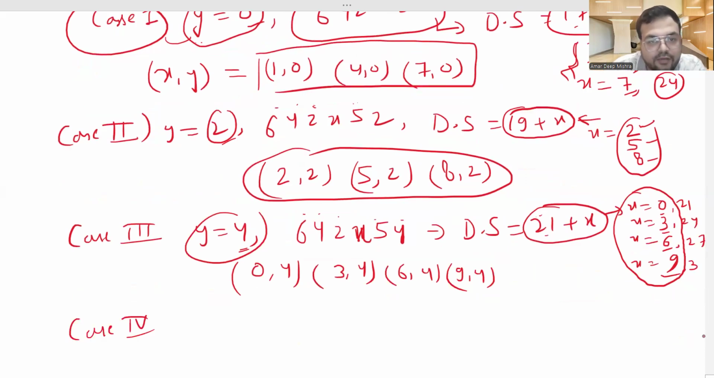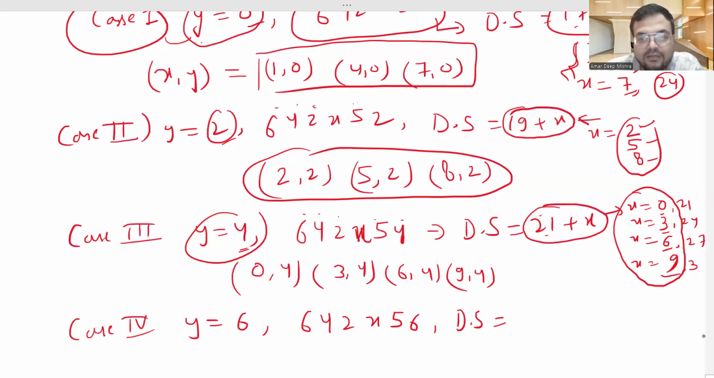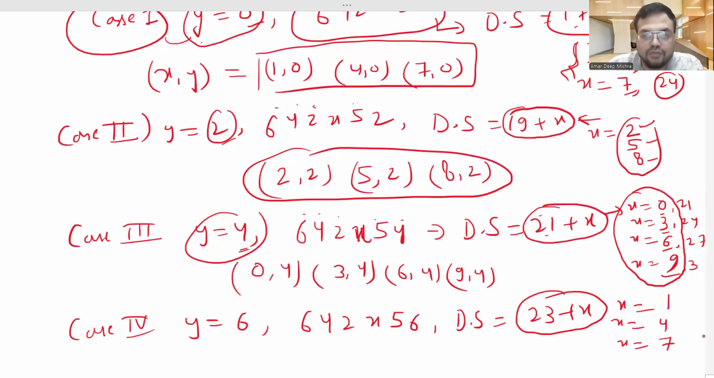Case 4, if you take y equals 6, not x. For y equals 6, the number will become 6, 4, 2, x, 5, 6. Okay, the number will become like this. So the digit sum would be 23 plus x. For this, the values of x would be what? x equals 1, x equals 4, and x equals 7. So 3 values from here, that means 3 pairs: 1, 6, 4, 6, and 7, 6. These 3 pairs you will get.